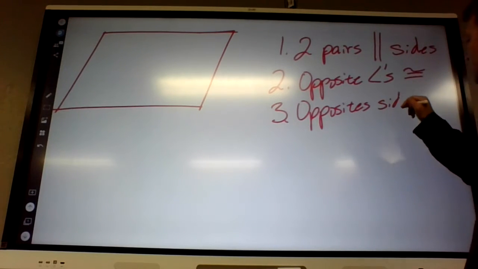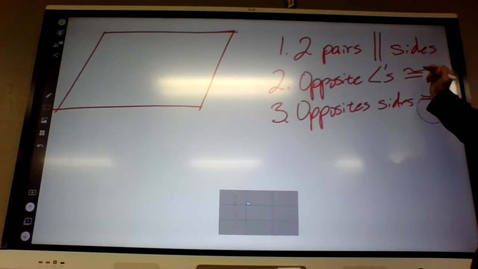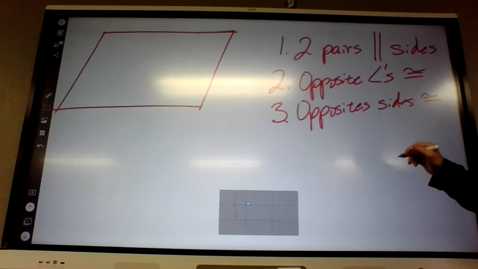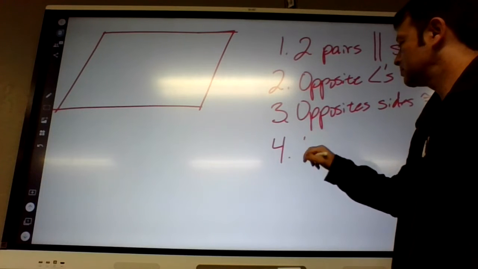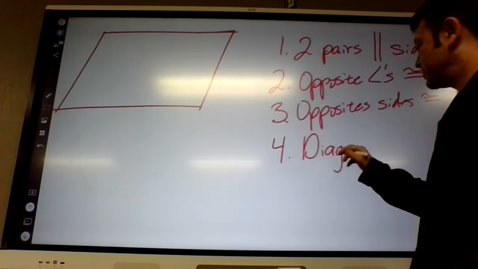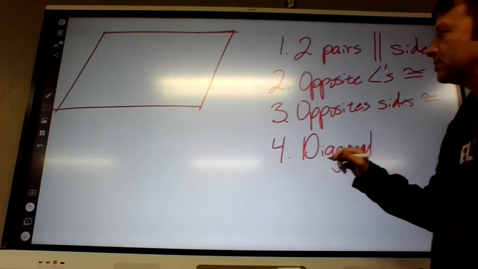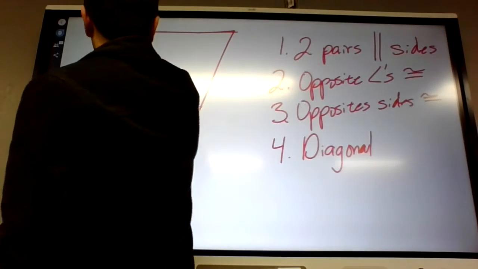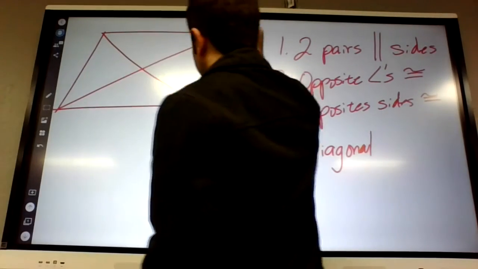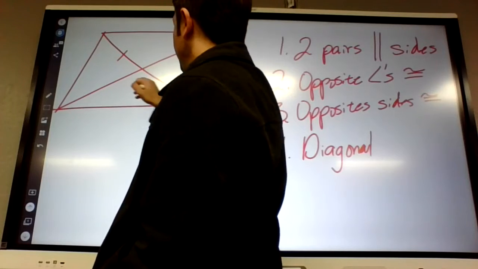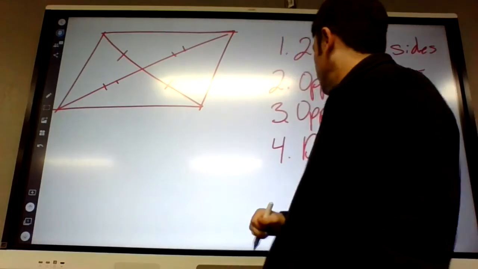And there's something about diagonals. We're missing two. Diagonals bisect each other. You guys remember what a diagonal is? Just from what we put together, diagonals always bisect each other. That means these two are equal and these two are equal.